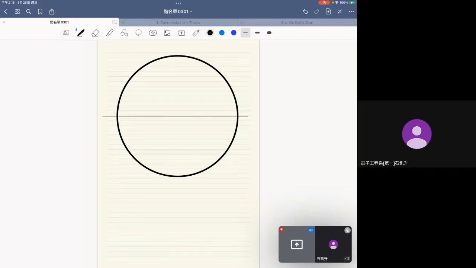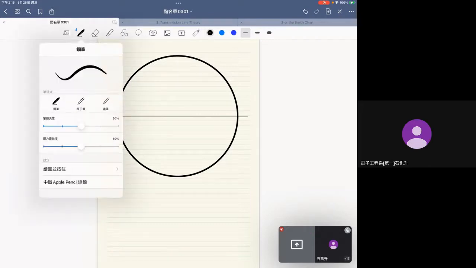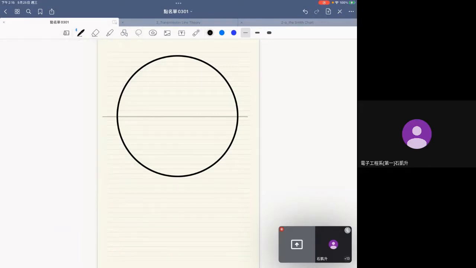You will need to find out where RL is equal to and where XL is equal to 0. And this is the center of the Smith chart. You will find out this point.